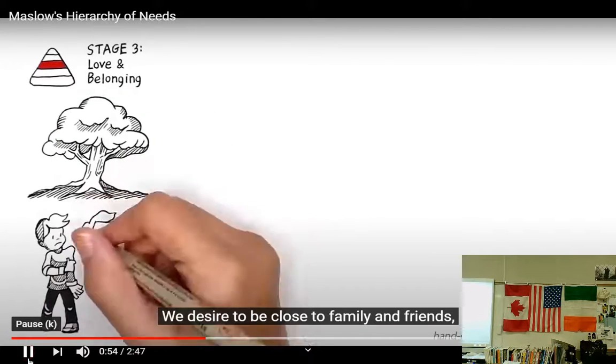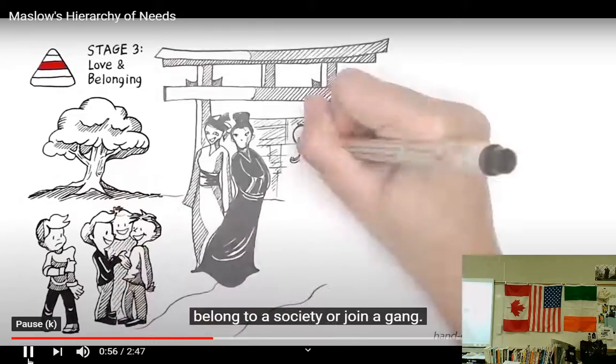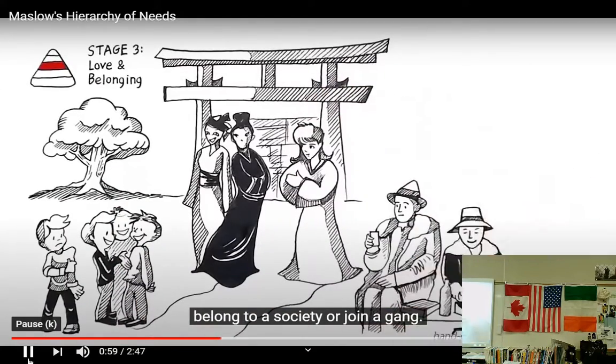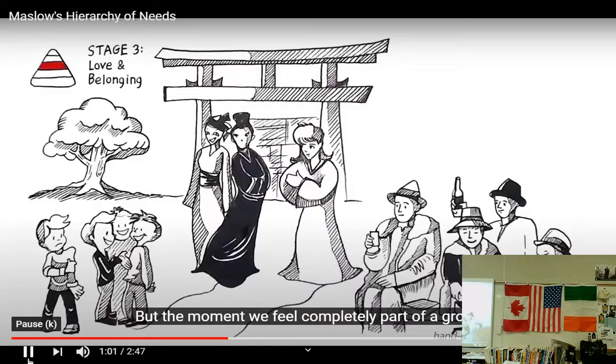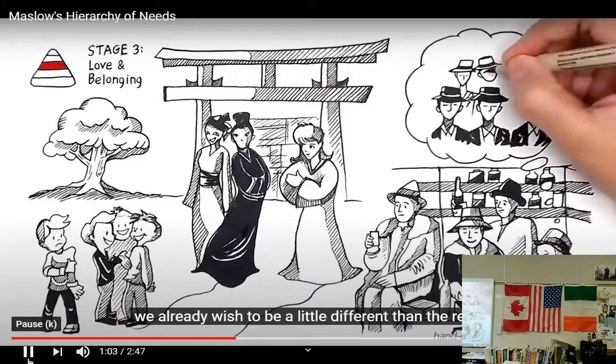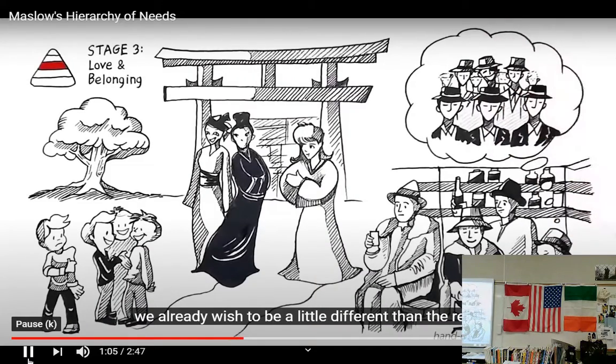We desire to be close to family and friends, belong to a society, or join a gang. But the moment we feel completely part of a group, we already wish to be a little different than the rest.